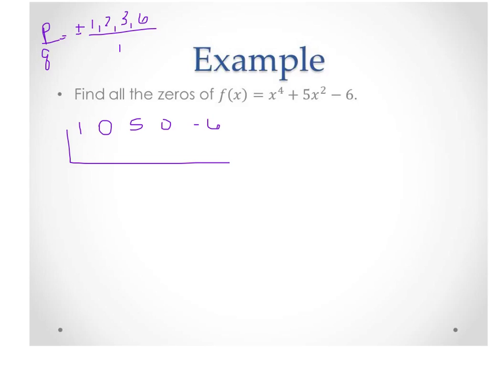And I'm going to try 1. All right, so we drop the 1, multiply, add, multiply, add, multiply, add, multiply, add. Perfect. So 1 works. And then if you want to continue from where you are there, you can.